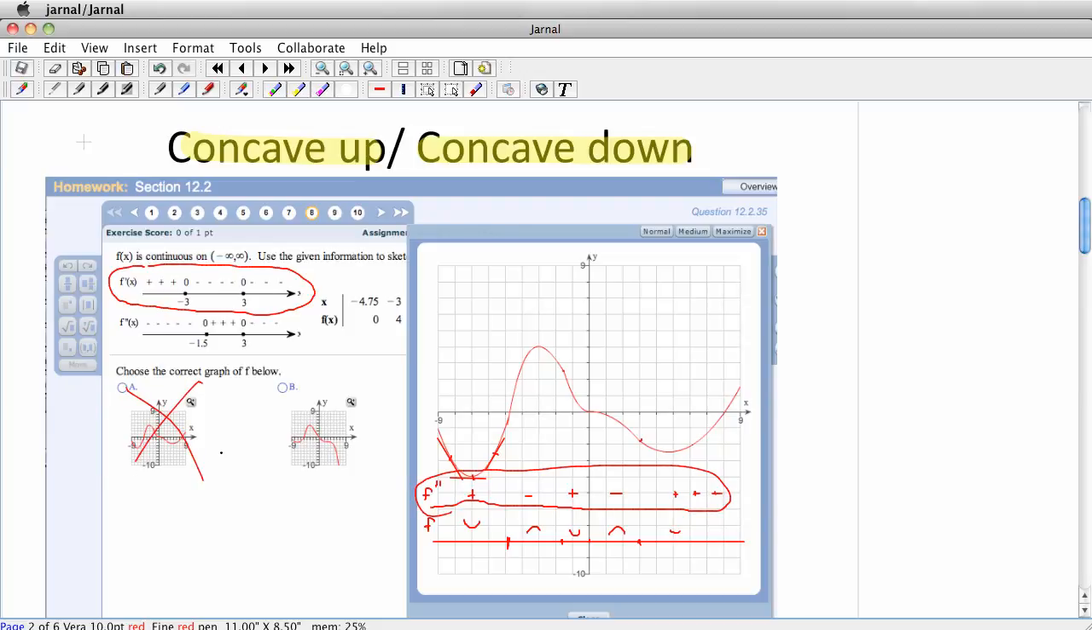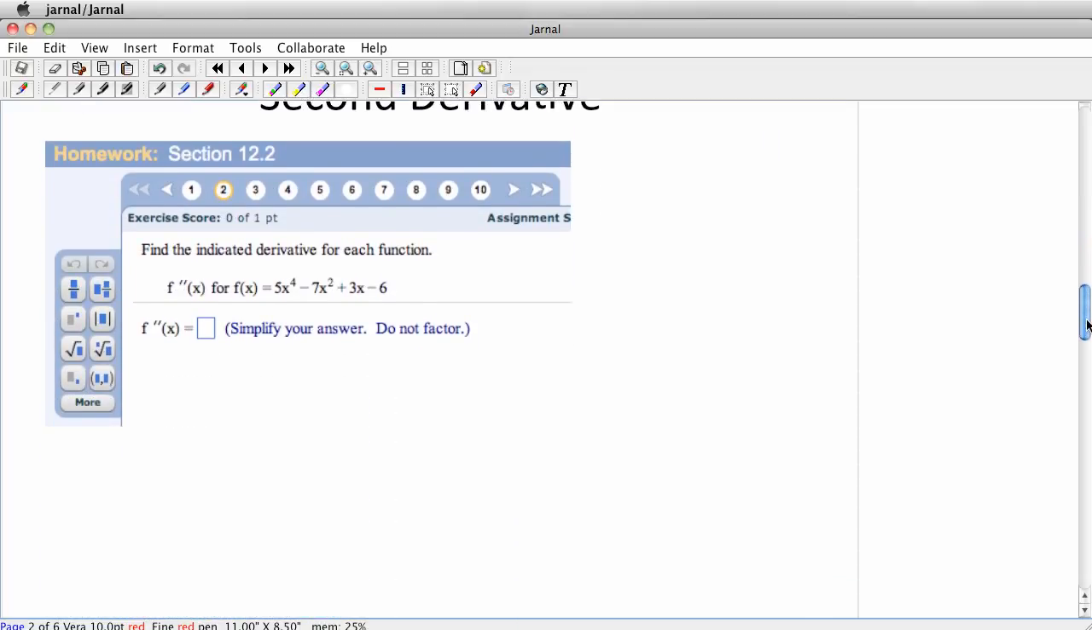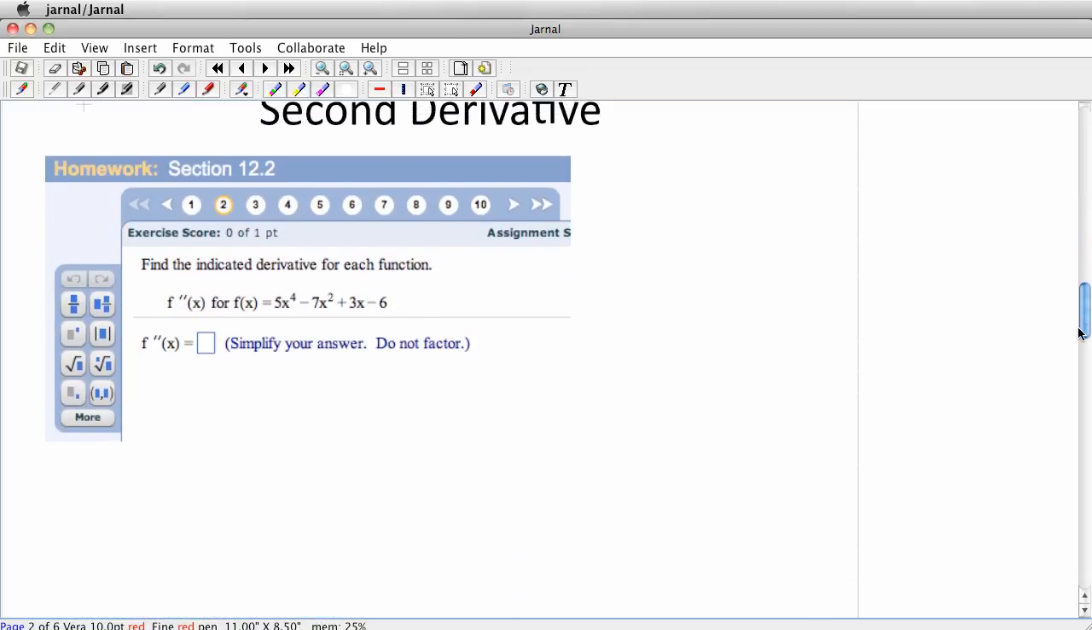That's not the right choice. So let's go on and talk about how to compute the second derivative. I said it's the derivative of the derivative, which is exactly what it is. So it's actually very easy to compute. All we have to do to find the second derivative is first find the first derivative formula.